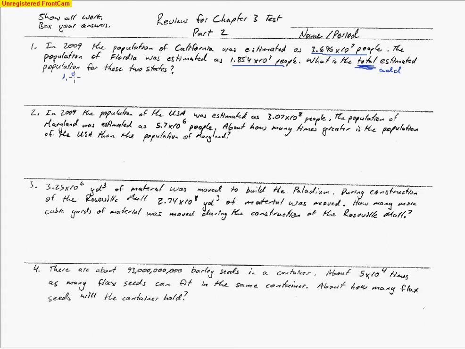So 1.854, and I'm going to add the 3.696. When I add these two numbers up, I get 10. This makes 15. Carry a 1, that makes 14, and 1 makes 15 again. Bring the decimal point down and add a 1, and that gives me 5. So it looks like it's going to end up being 5.55 times 10 to the 7th.